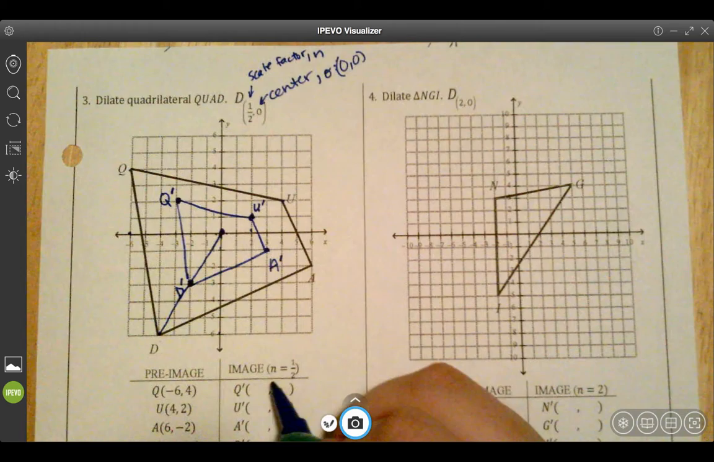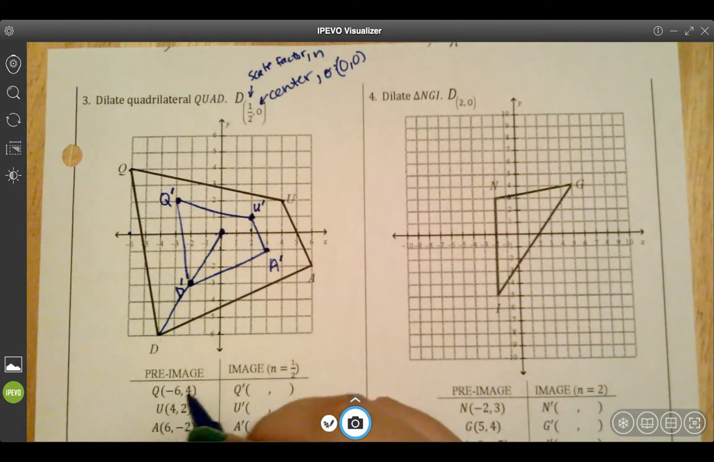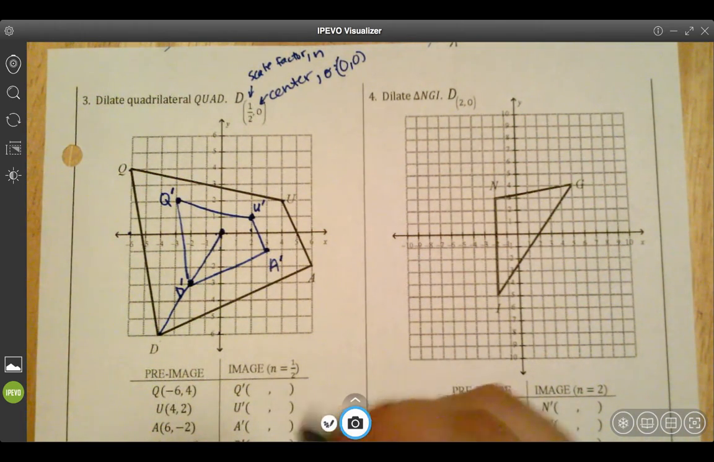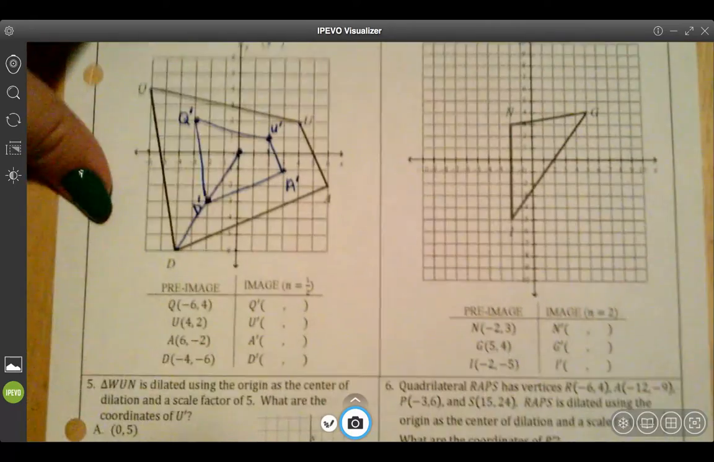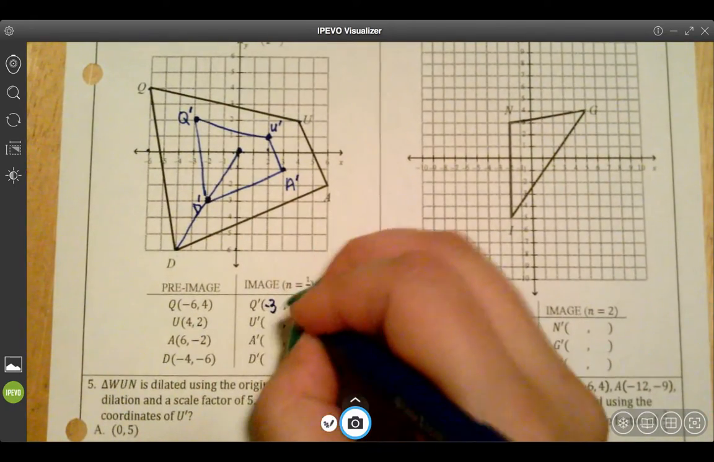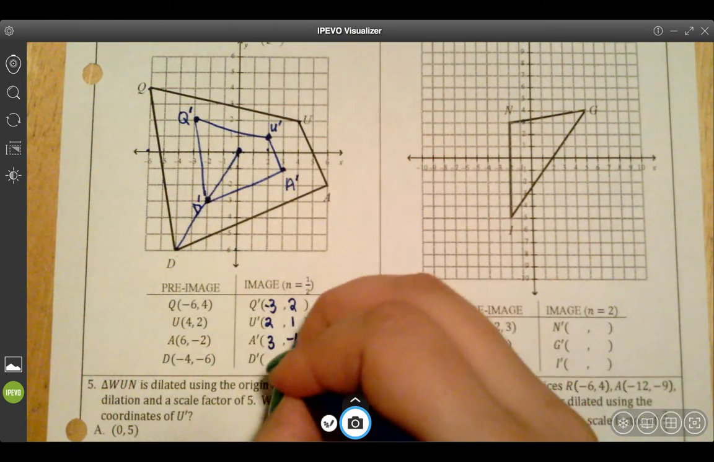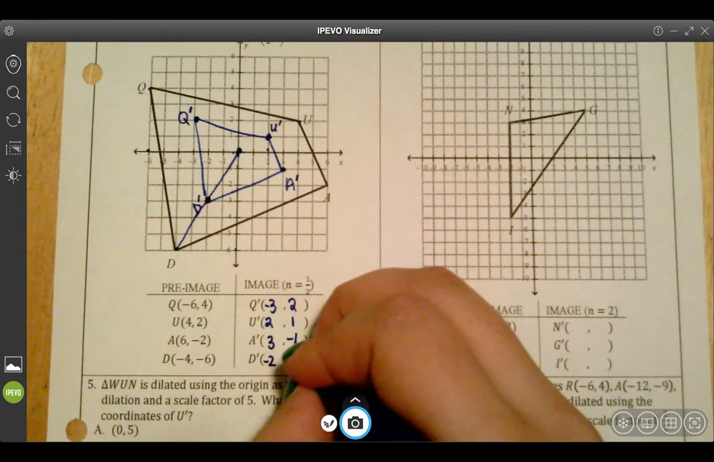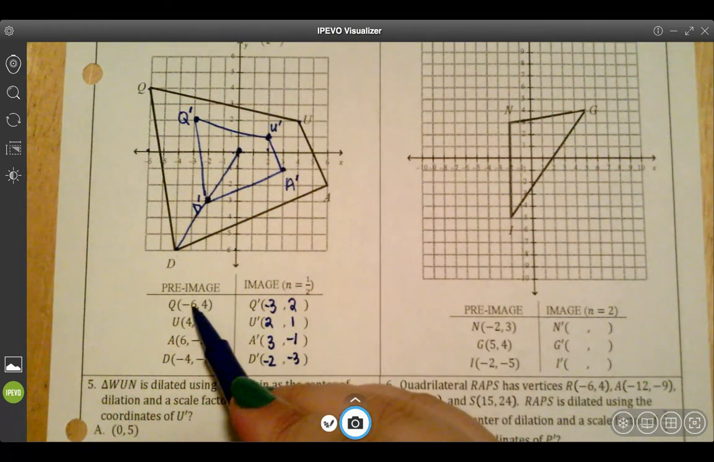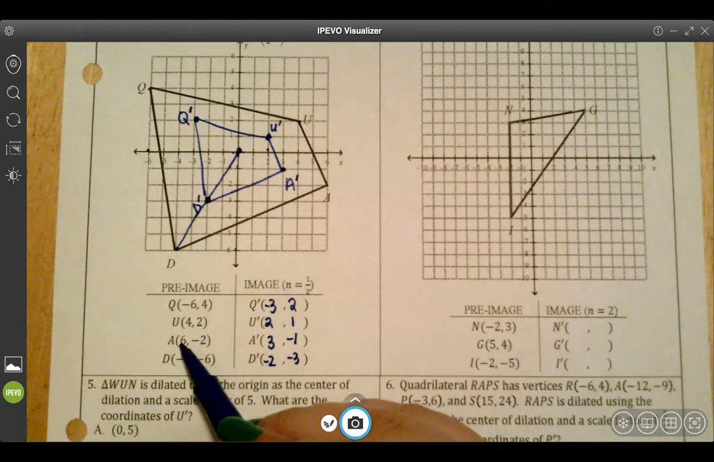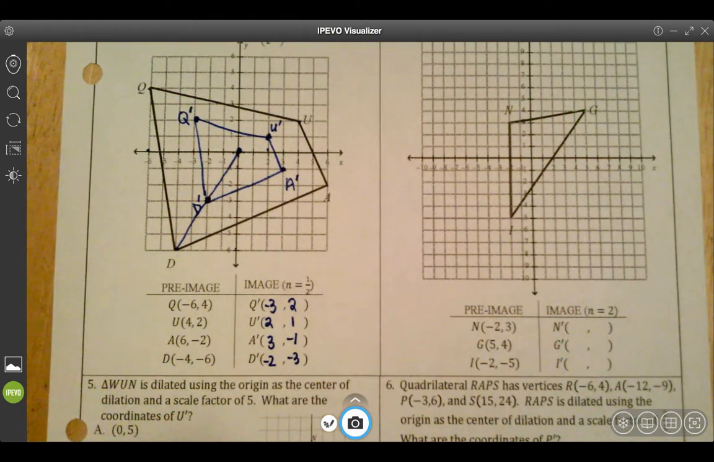So for our points of the image, dividing each of these numbers by 2 or multiplying them by 1/2, we get (-3, 2), (2, 1), (3, -1), (-2, -3). Just taking half, half, half, half, half, half, half, half. Let's look at number 4.